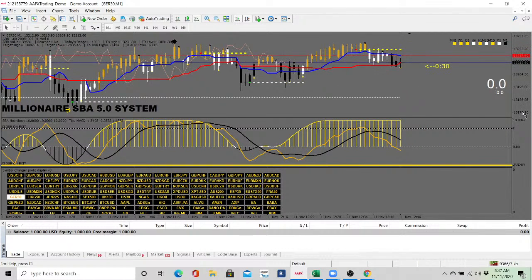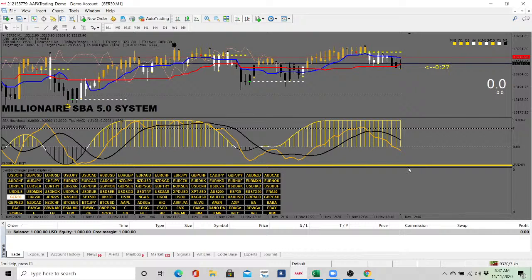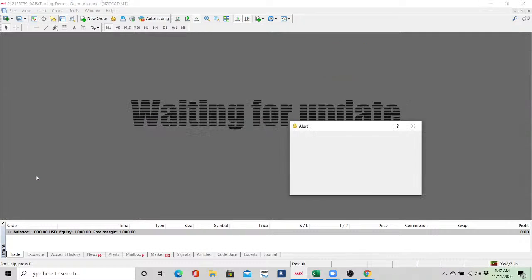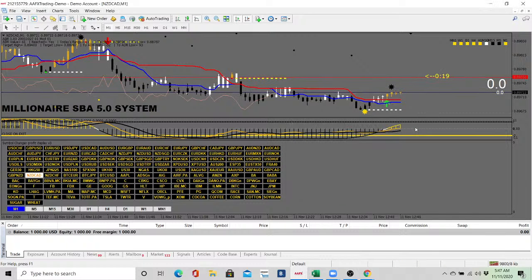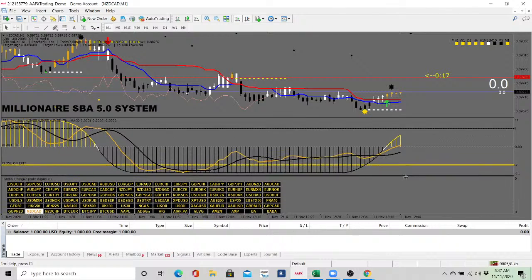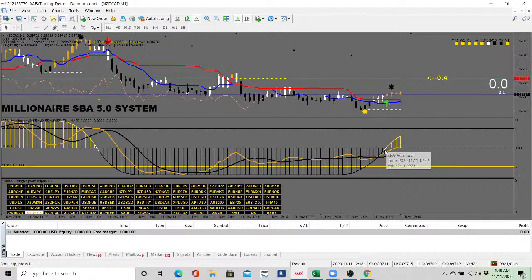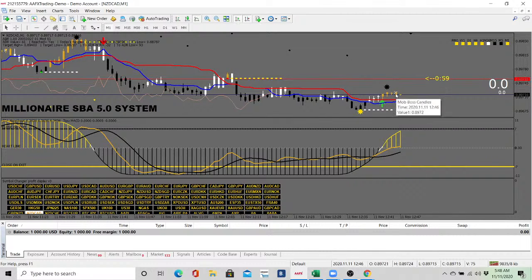All right. NZD CAD. This would be a great place to get in for a buy, right? We have the crossover happening, but we just got a scissor, and we have this black star here, and that's to me representing some pullback.